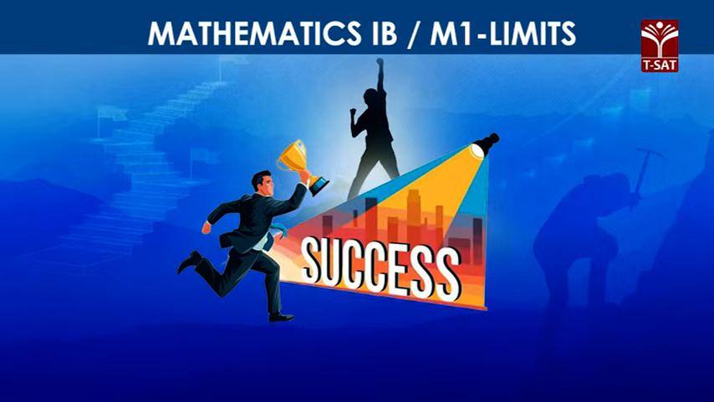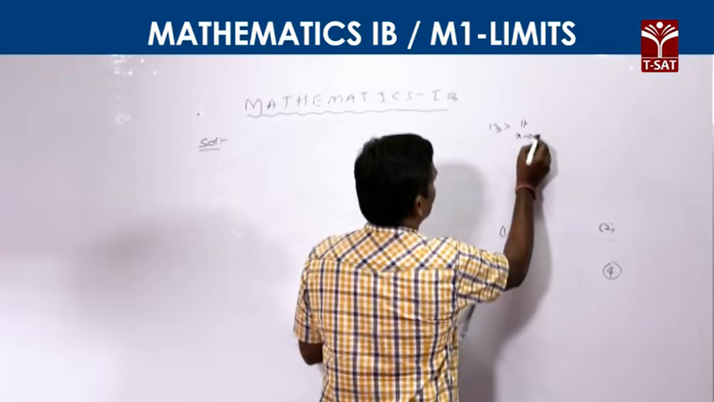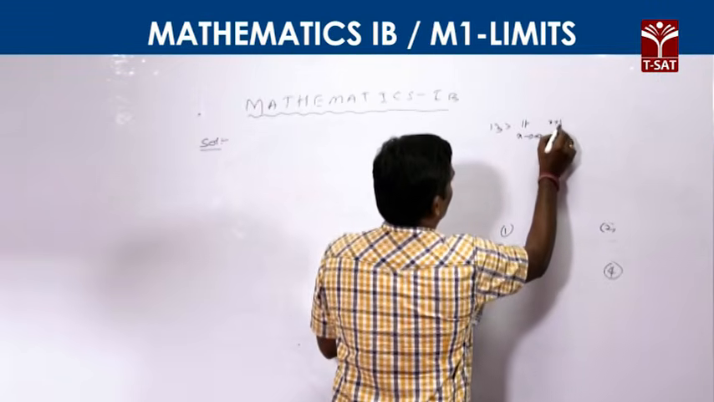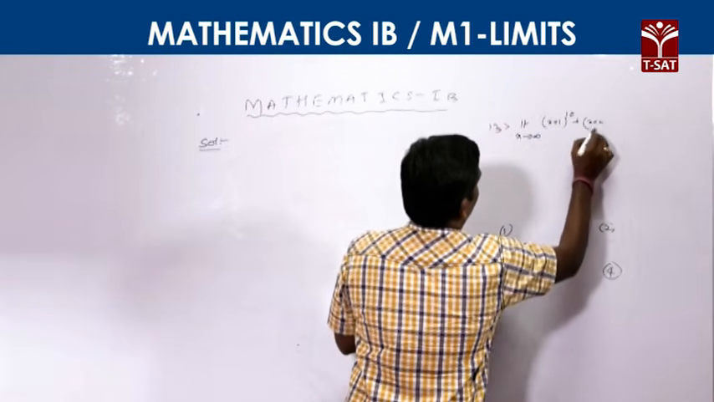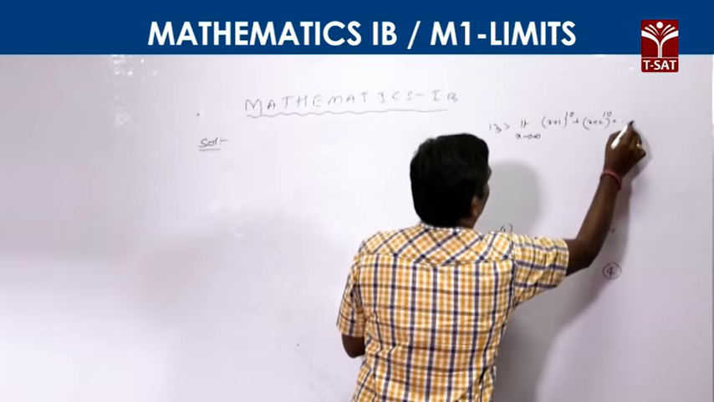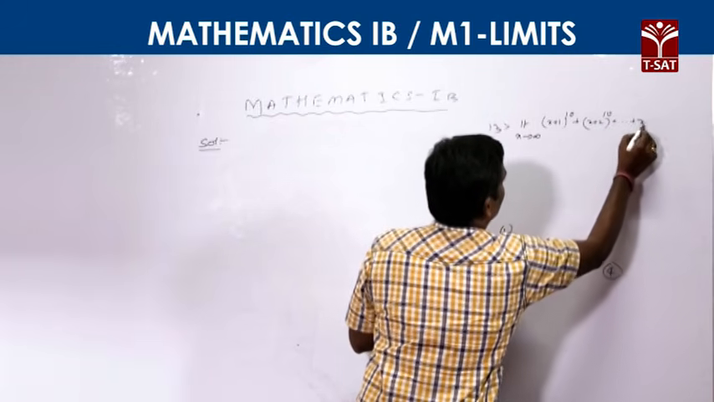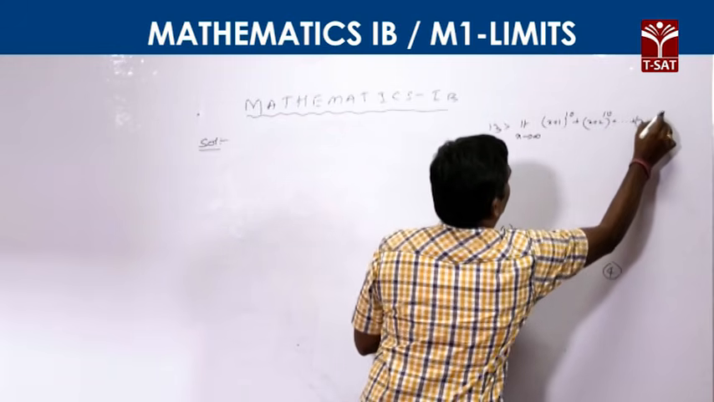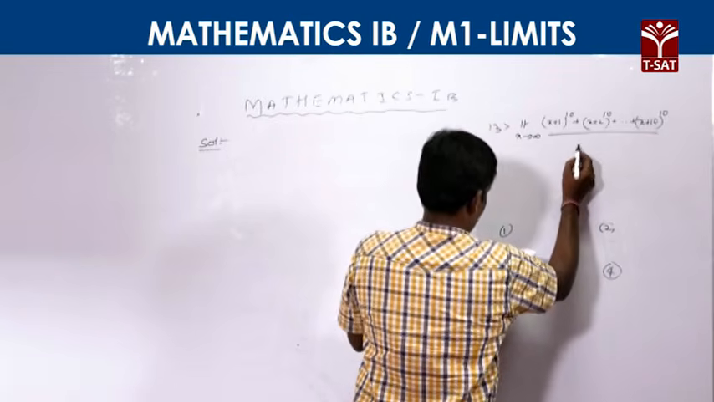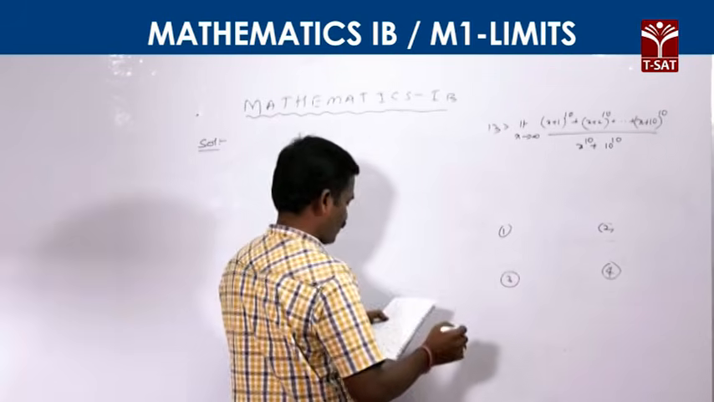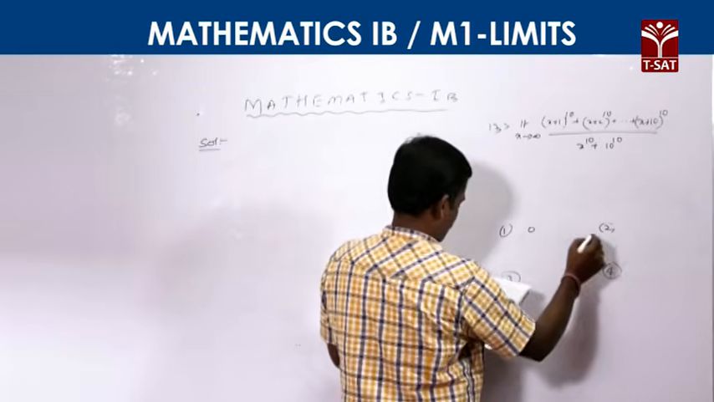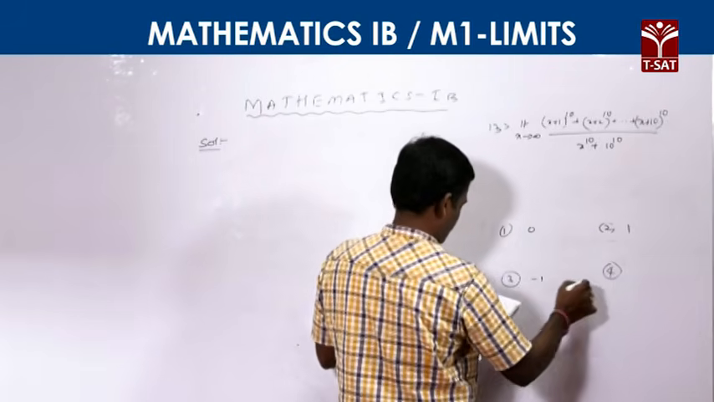Next question. Limit x tends to infinity, (x plus 1) power 10, (x plus 2) power 10, and so on, plus (x plus 10) power 10, by x power 10 plus 10 power 10. So options are 0, 1, minus 1, 10.